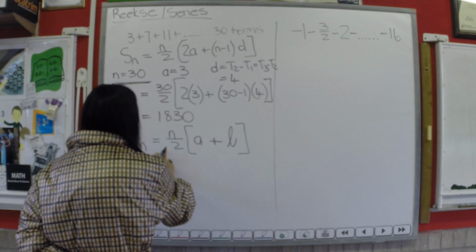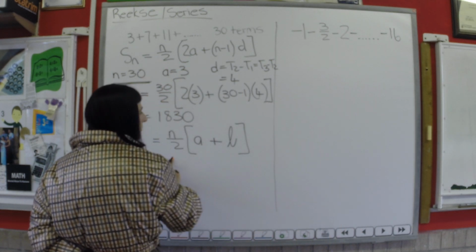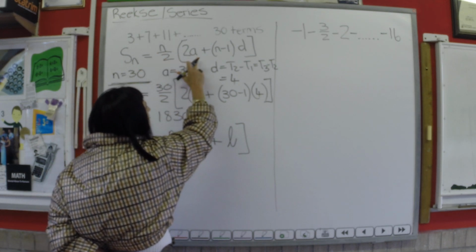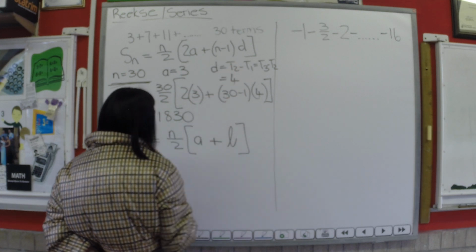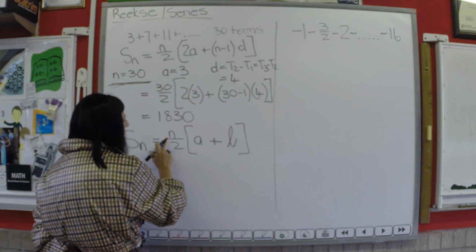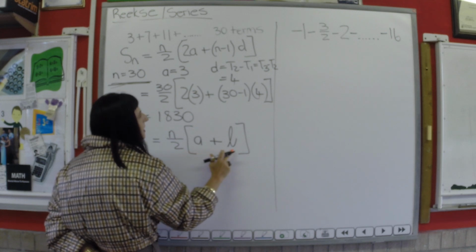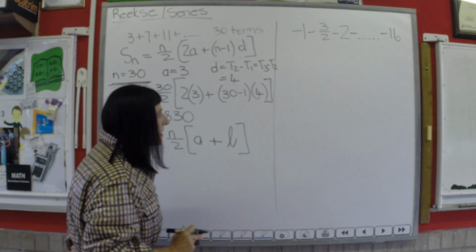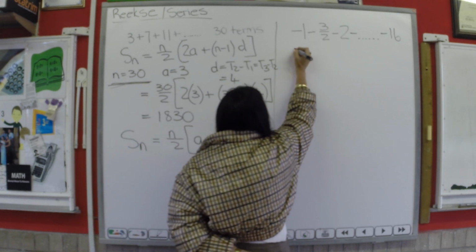Ek het vir n nodig. In daai formule en in hierdie formule het ek vir n nodig. So ek het ten minste vir n die eerste term en vir d nodig. In hierdie een het ek vir n nodig, die eerste term en die laaste term. So I'm going to use this one because I've got the last term. But let's first get the number of terms.